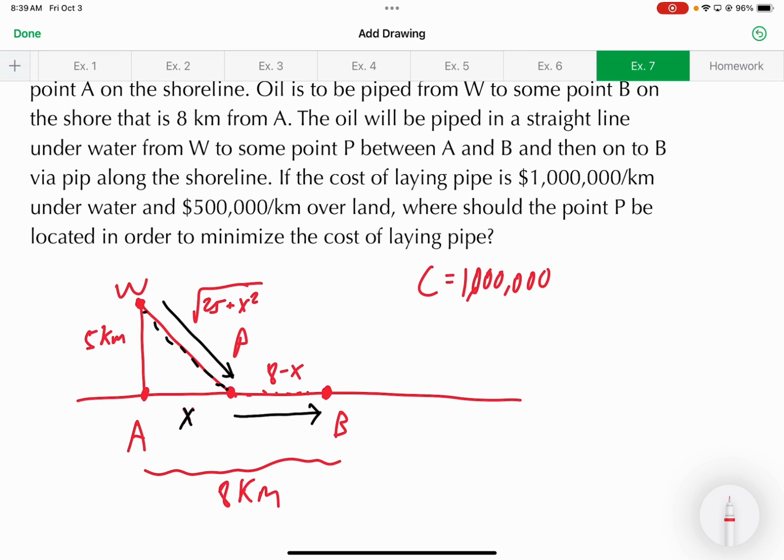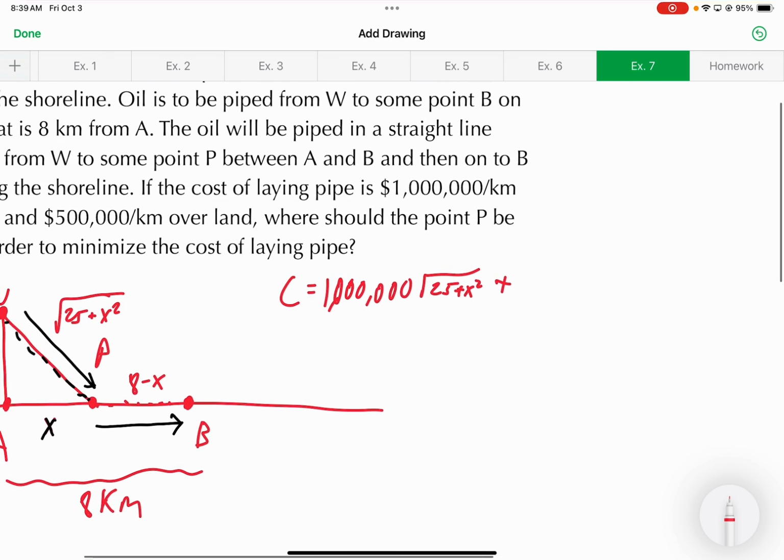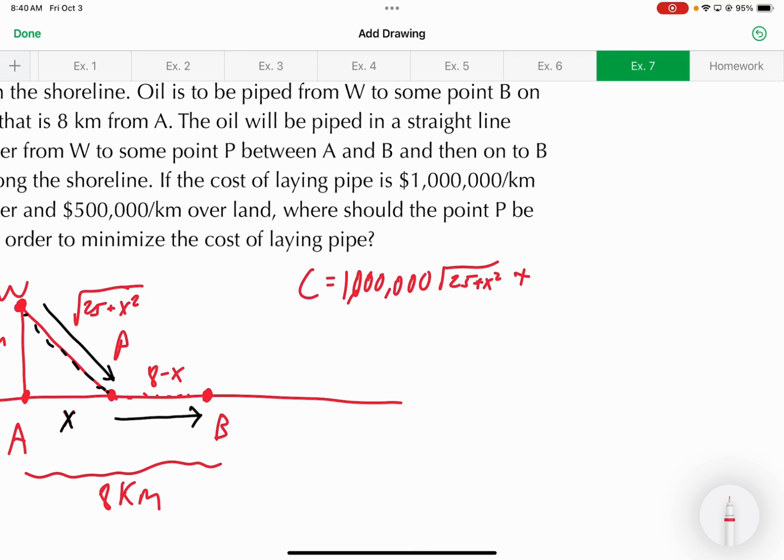A kilometer. What's our distance? Well, underwater, square root of 25 plus x squared, right? That's my distance. Because we said this was shoreline here, right? This is our point that the well is at out in the water. So that's out in the water, okay? Plus, now I need the cost of constructing a pipeline from P to B, which is 500,000 times what? There we go.